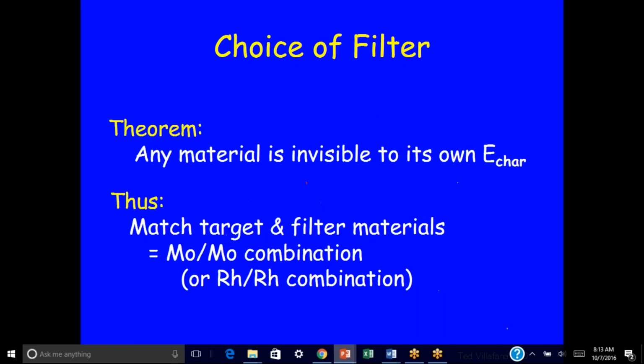There's a choice of filters, and specifically, if you match the filter with the target, so that we have a molybdenum target and a molybdenum filter, this is magic, because by adding the same material as the target material, the principle is: any material is invisible to its own characteristic radiation. In other words, characteristic radiation from molybdenum will go right through a molybdenum filter as if that filter was not there, and there is no attenuation of that valuable 20 keV characteristic radiation. How is that possible? Well, we're going to be talking about that in chapter 5. Right now I just give it to you as a principle.